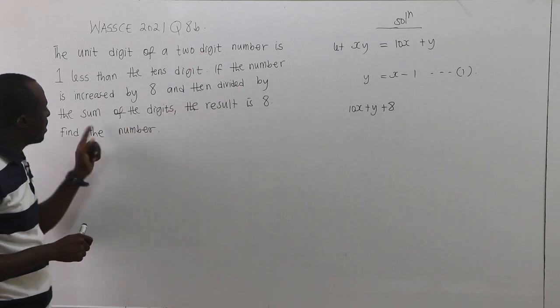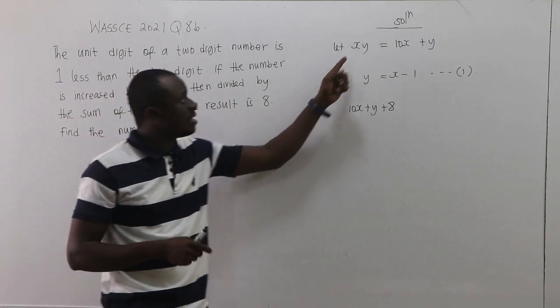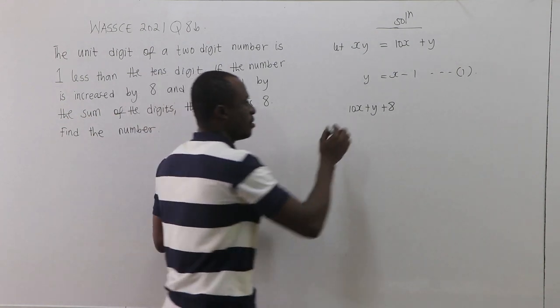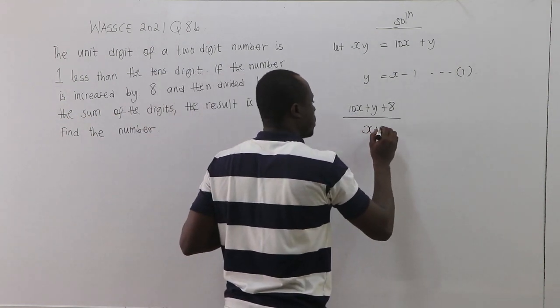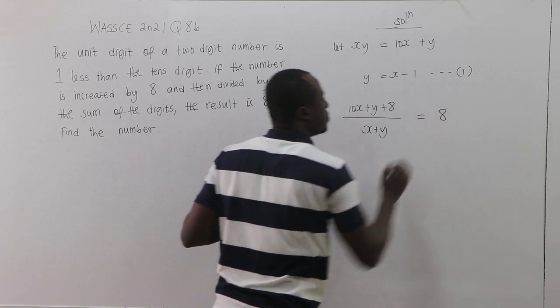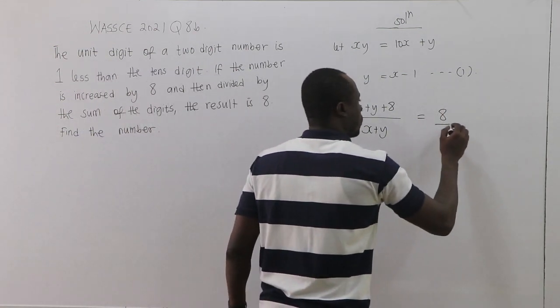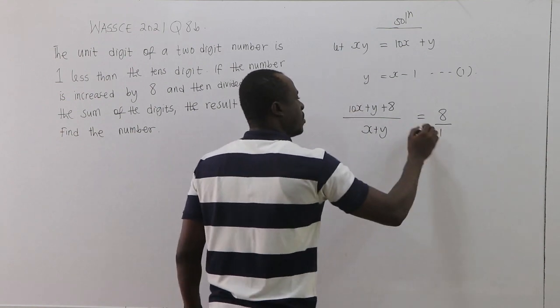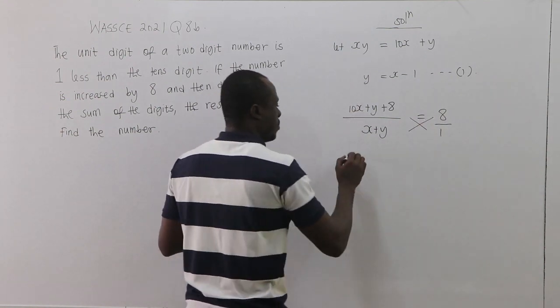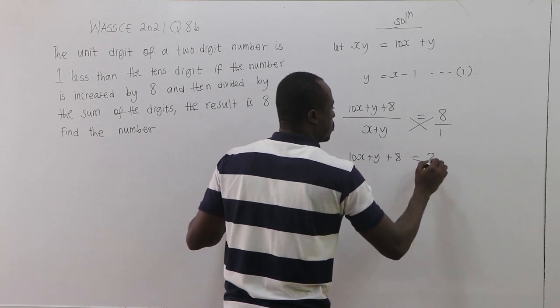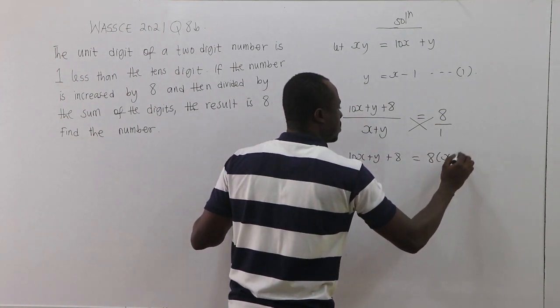And then divided by the sum of the digits. Now what are the digits? The digits are x and y. So the sum of the digits is x plus y, so we have over x plus y. We're being given that the result is 8. Now let's cross multiply. So this is over 1. So you have 10x plus y plus 8 equal to 8 times x plus y.